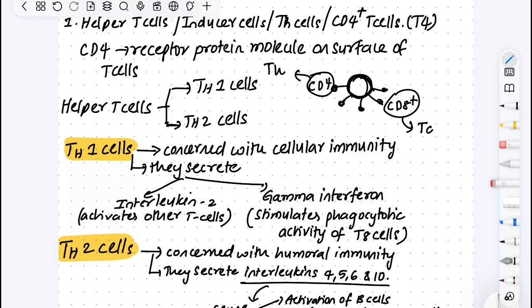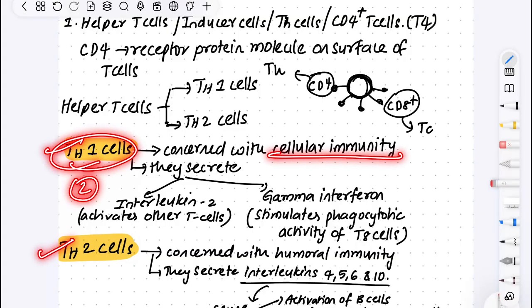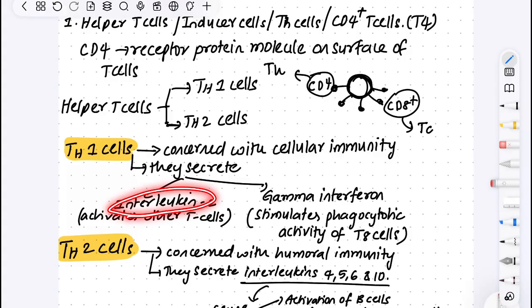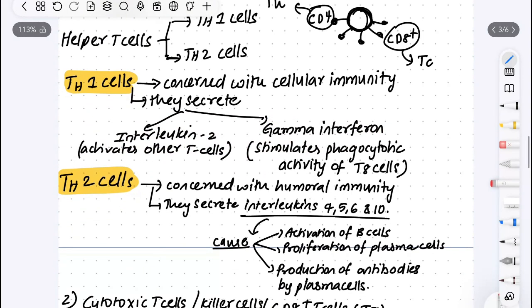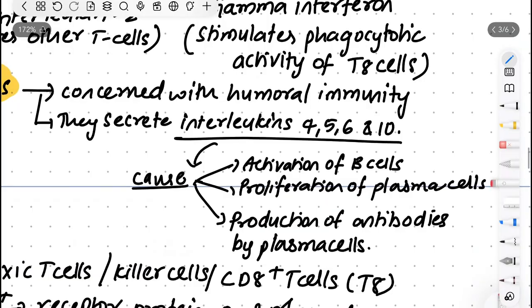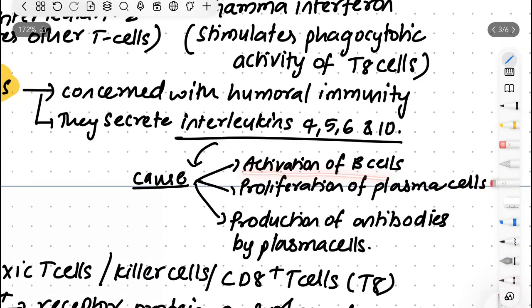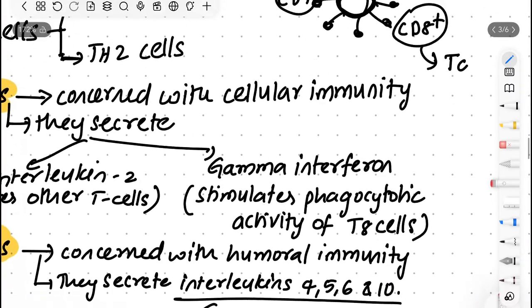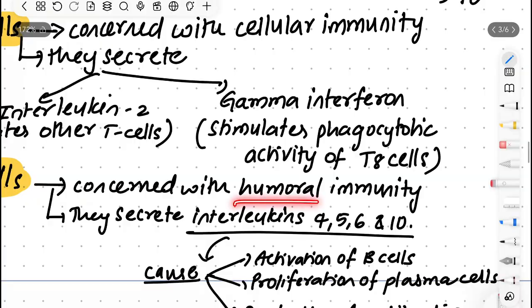T helper cells have 2 types, T helper 1 and T helper 2. 1 is concerned with cellular immunity, 2 is concerned with humoral immunity. 1 secretes interleukin 2 and gamma interferon, whereas 2 secretes interleukins 4, 5, 6 and 10. These interleukins cause three things. They cause activation of B cells, that is B lymphocytes. That is why they are concerned with humoral immunity.